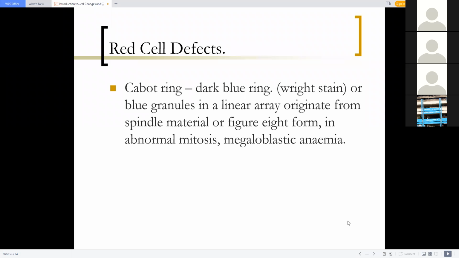Cabot rings are quite rare, we don't see them very often. Can be seen in megaloblastic anemia. You have to stain, sometimes use special stains like the Wright stain to see them, and they're usually seen as dark blue rings. They're not very commonly seen, but can be seen in severe vitamin B12 or folate deficiency, which is megaloblastic anemia. You can see Cabot rings.